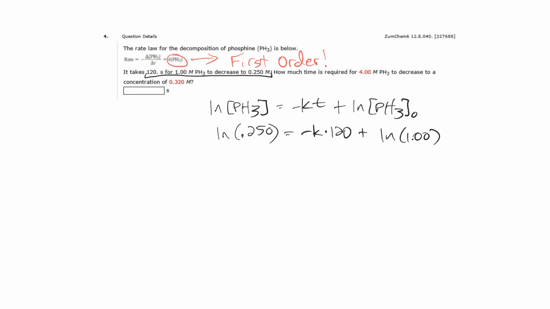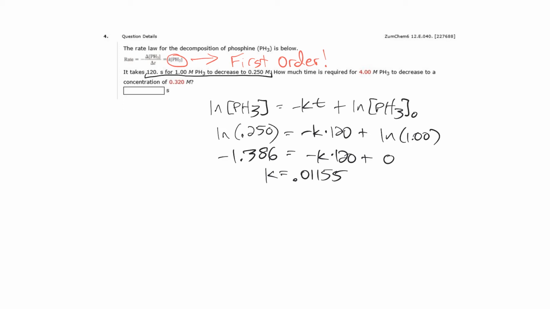Pull out the calculator, start to simplify. The natural log of 1, of course, is 0. So if I divide both sides by negative 120, we get a value of K of 0.01155. We'll round at the very end. So we've got our value for the rate constant. Since it's a constant, it's not going to change.